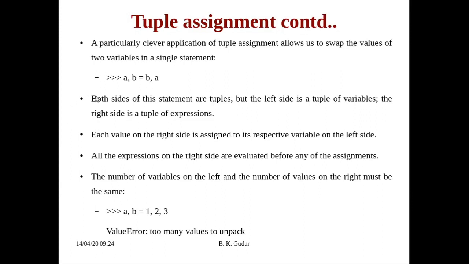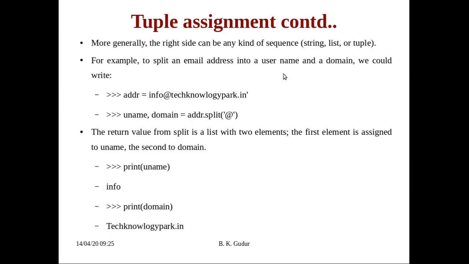And here if you see, both sides of this assignment statement are tuples, but the left side is a tuple of variables and the right side is a tuple expression. Each value on the right hand side of the assignment operator will be processed first, then assigned to the respective variable on the left hand side. All the expressions on the right side will be evaluated before any assignments. The number of variables on the left and the number of values on the right must be the same, otherwise we are going to get this error. More generally, the right side can be any kind of sequence, meaning on the right side we can have a string, list, or even a tuple.